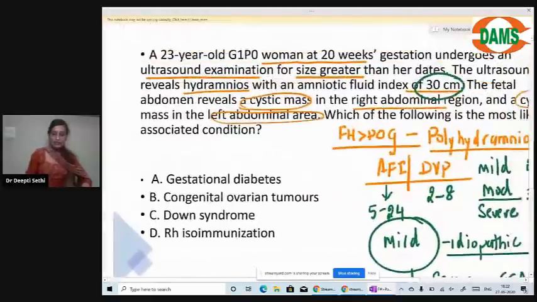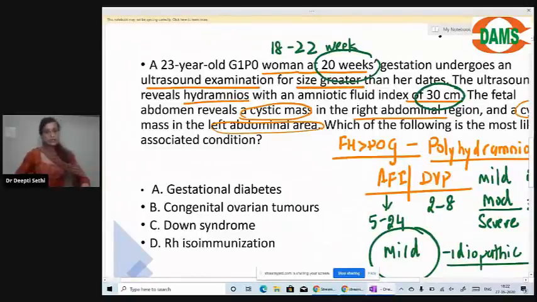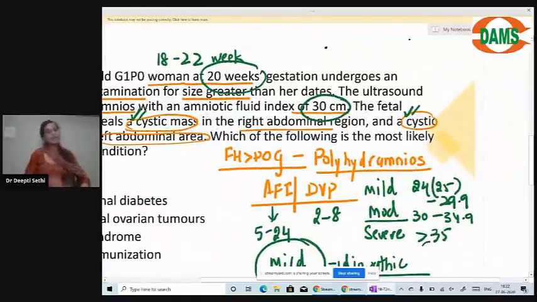So we have done a level 2 scan for her, and this is again clinically significant information. The question says we've done a scan at 20 weeks. Yes, the level 2 ultrasounds are done anytime between 18 to 22 weeks. This is an anomaly scan, also called TIFA, targeted imaging for fetal anomalies, and it is significant for this patient. Once you're doing an anomaly scan, you are seeing a cystic mass in the abdomen on the right side and another cystic mass on the abdomen on the left side, right?